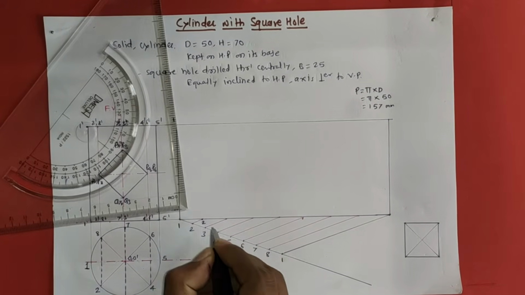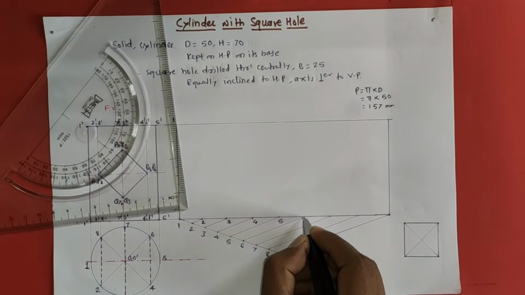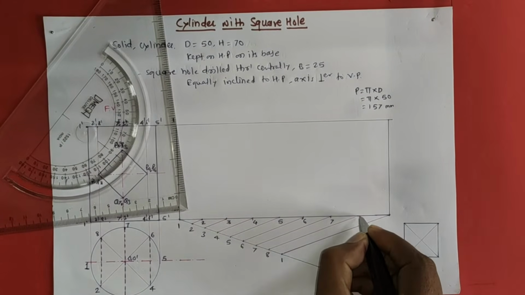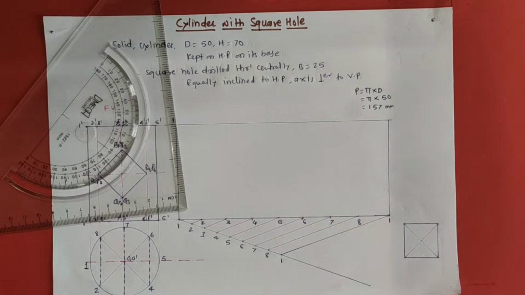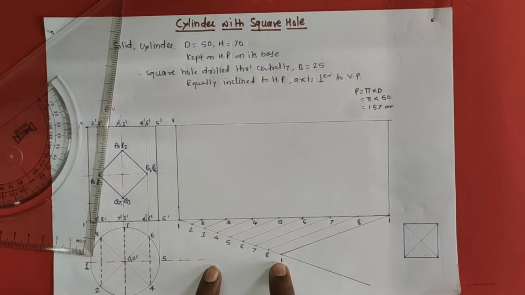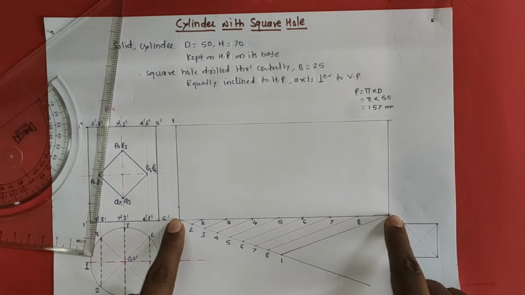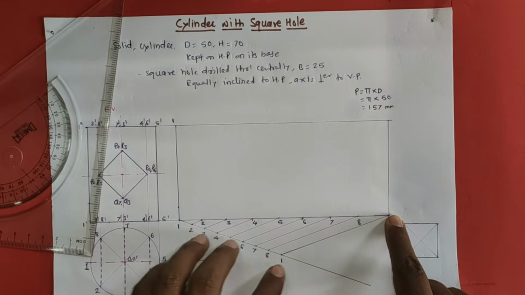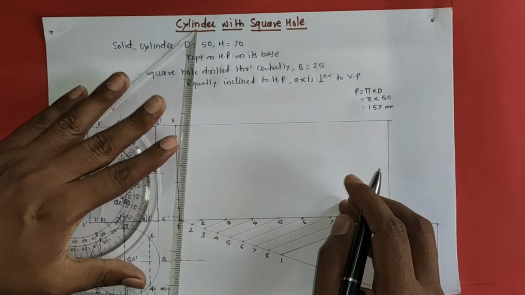So here 1, this point will be 2, this will be 3, this will be 4, this will be 5, this will be 6, this will be 7, this will be 8, and this again will be 1. In first year engineering graphics, we have studied how to divide a line into equal parts. So this is the method we have applied here and divided into 8 equal parts.